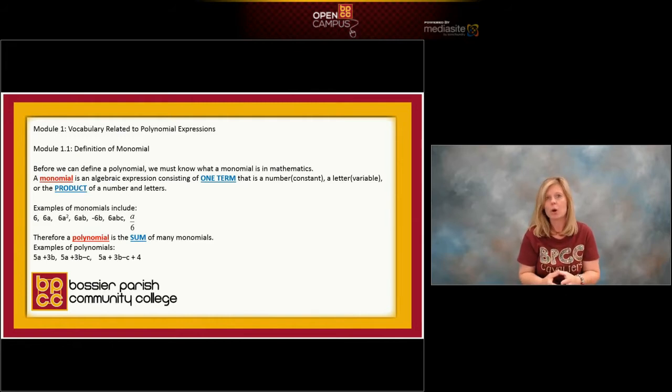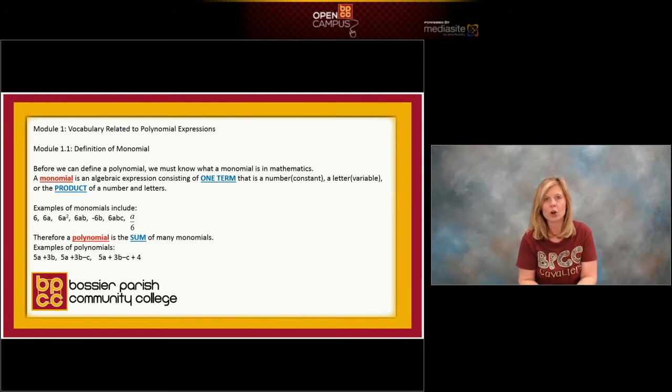So in this Module 1, we're going to spend a lot of time just focusing on what are the algebra vocabulary words, what do they mean, what do they represent. So our first word is, this whole Module 1 is about polynomial expressions. Before we can define the word polynomial, we have to know what the word monomial is. So if you look at your slide, the notes say, here is the definition. A monomial is an algebraic expression consisting of one term.